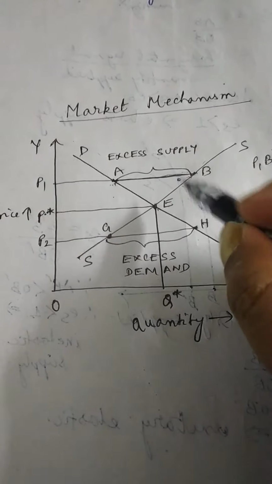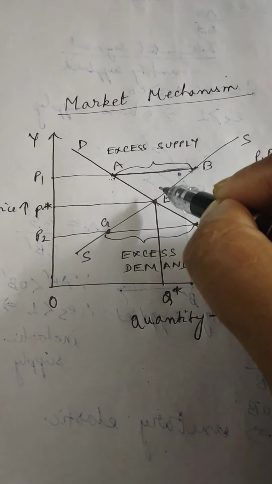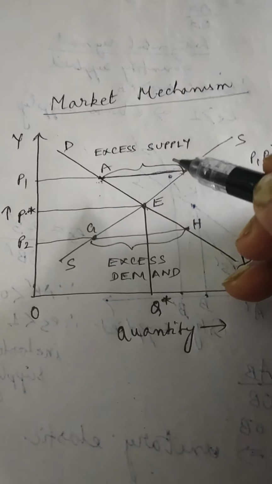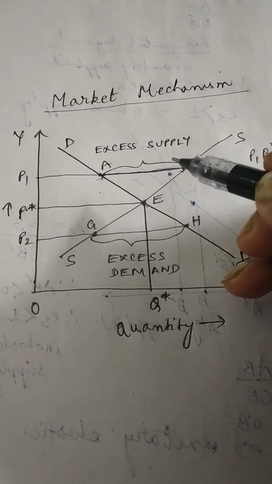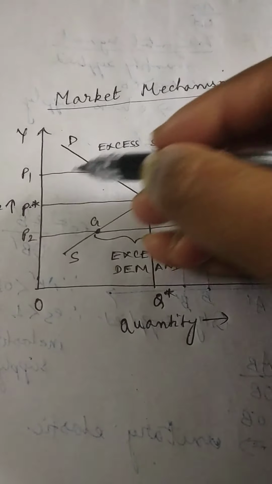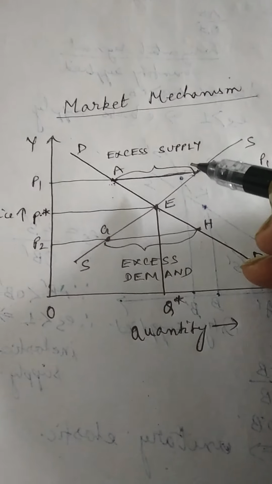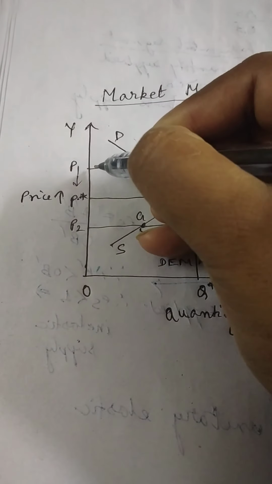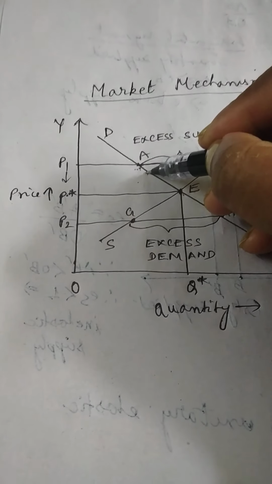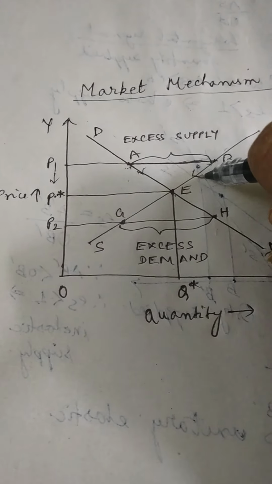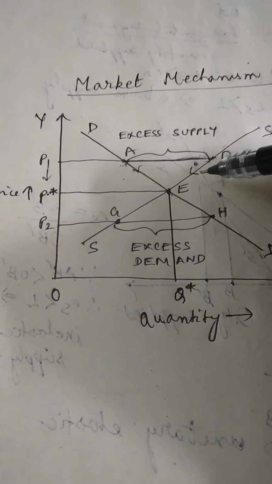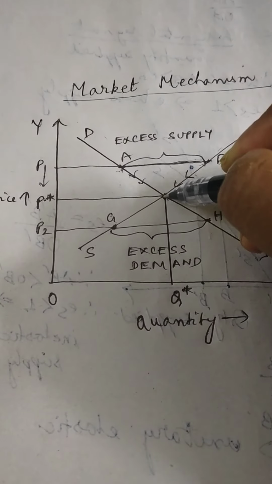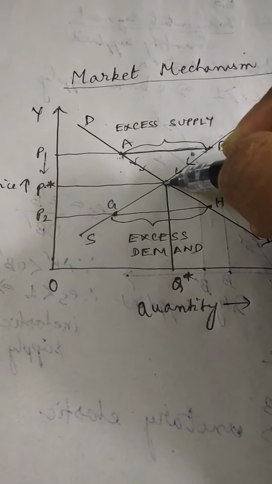Now there is excess supply in the market. Means what? Demand is less and the stock of goods are more. So what will a rational producer do? They will try to sell it off at a lower price. That is why price will come down. Until and unless this excess supply is still persisting, price keeps going down till point E is reached.